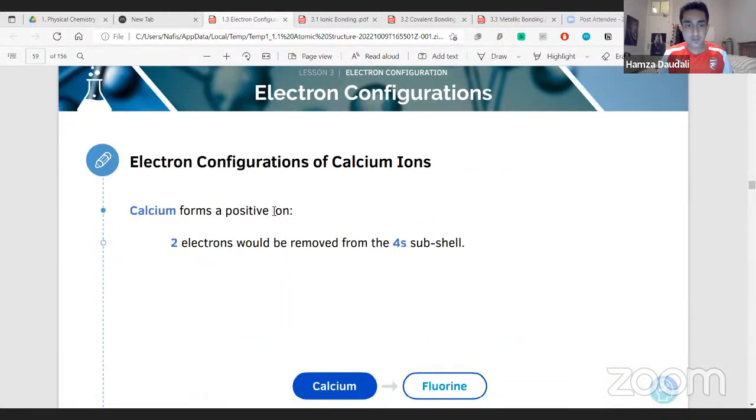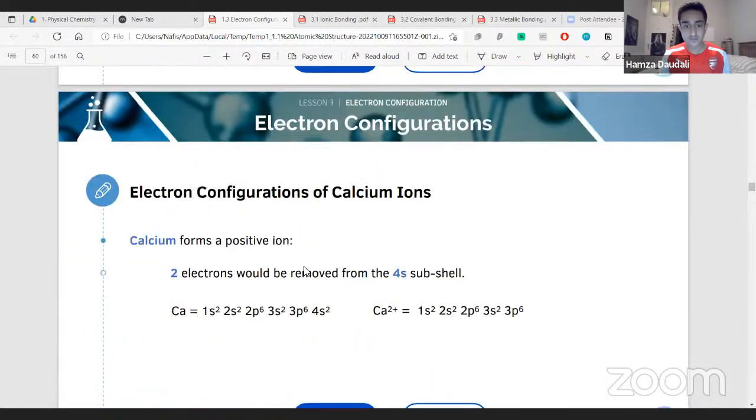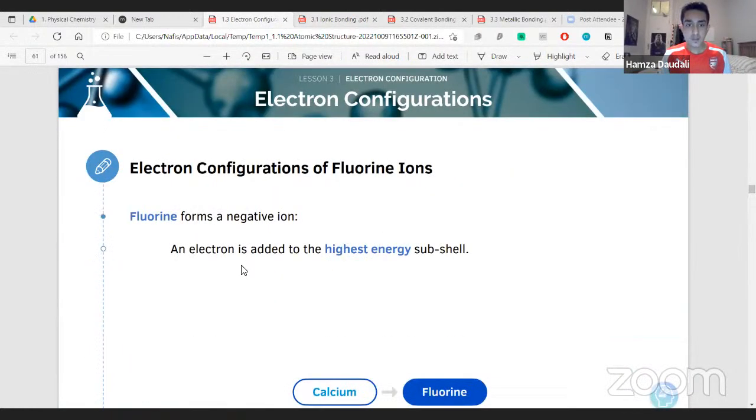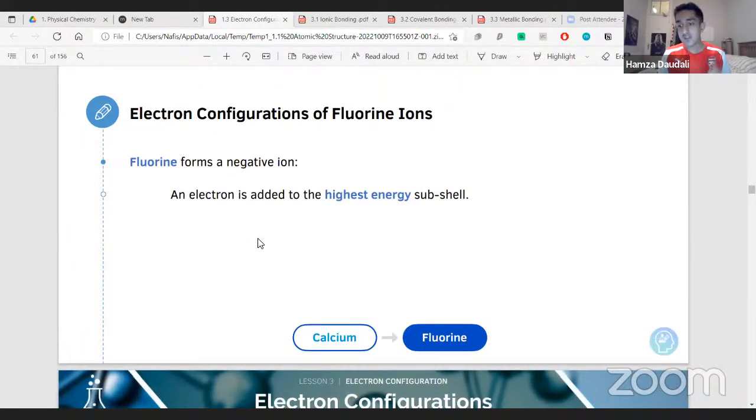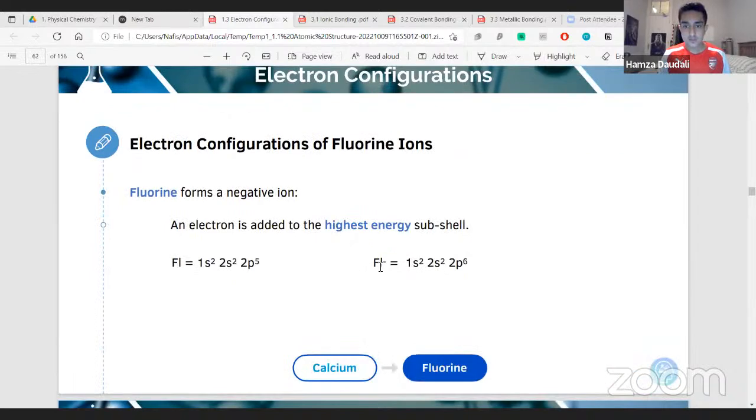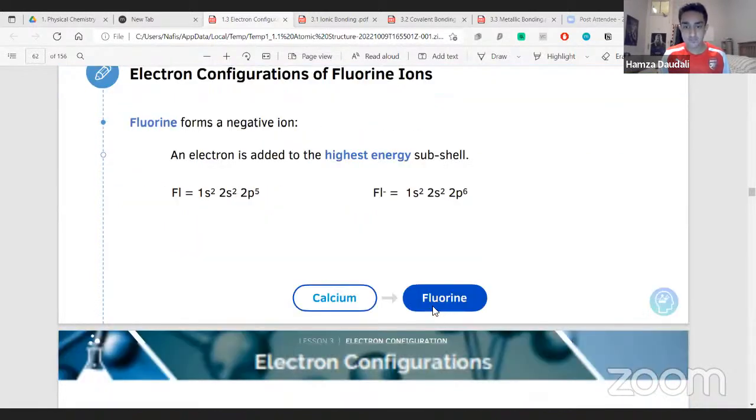So calcium forms a positive ion, Ca2 plus, which means 2 electrons are removed from the 4s subshell. It's very difficult to remove 3 electrons from the 4s subshell because you'd be removing more than the maximum in that subshell. Fluorine forms a negative ion, so that means an electron is added to the highest energy subshell. So for F minus, you're just adding an electron to the p subshell.